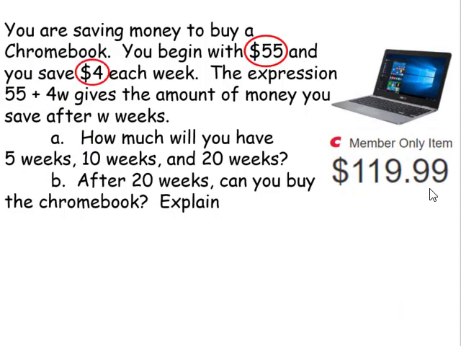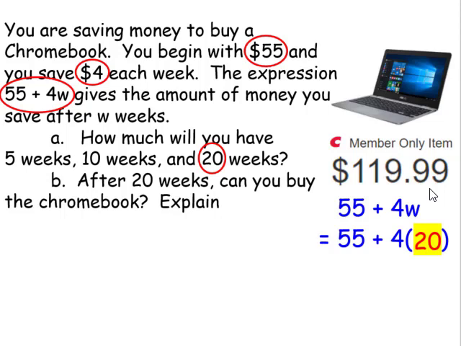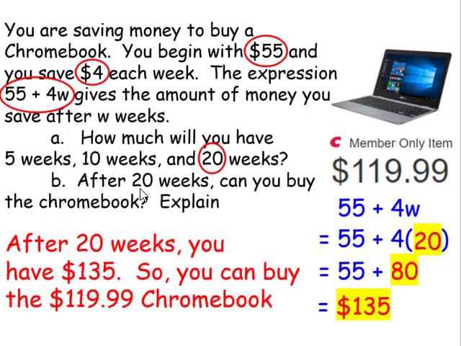And the last one, instead of having a 5 replacing the w or a 10 replacing w, we're going to use 20. 4 times 20 is 80. 55 plus 80 is 135. Part B says, after 20 weeks, can you buy the Chromebook? Explain. After 20 weeks, you have $135, so you can buy the $119.99 Chromebook.